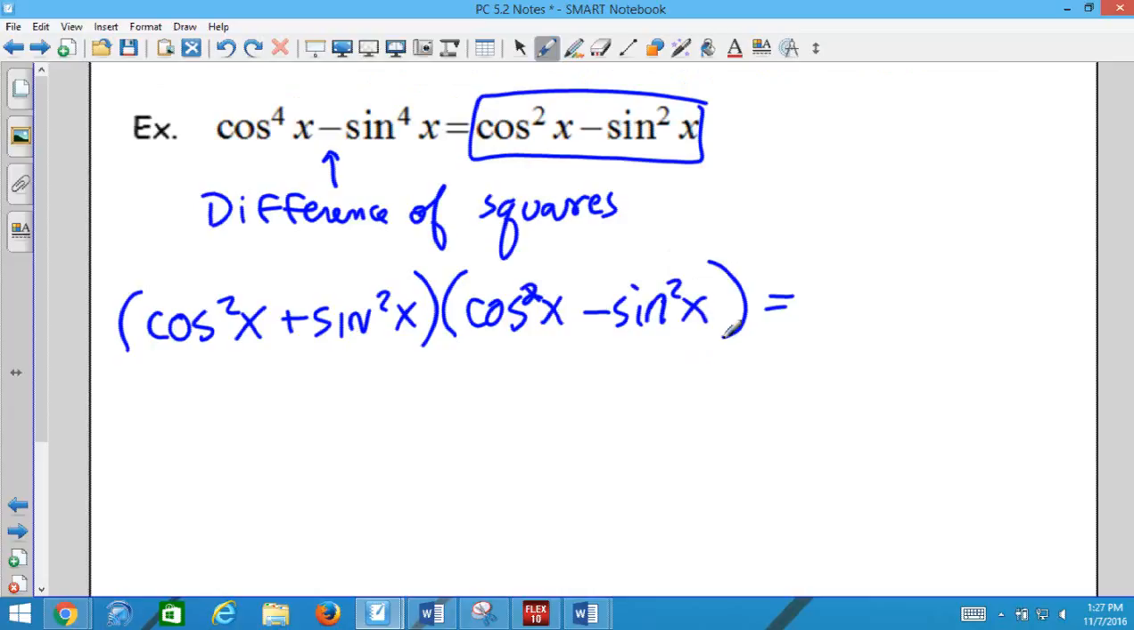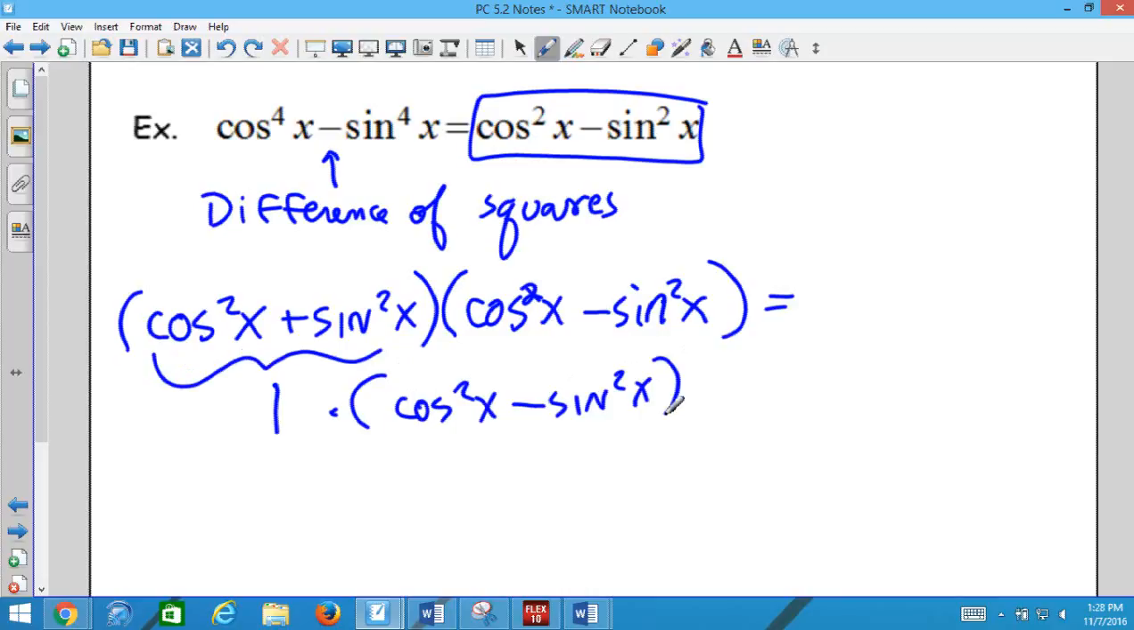And then one of them is the Pythagorean identity. This one right here equals 1. And then that's what I'm trying to get to, so I'm done.